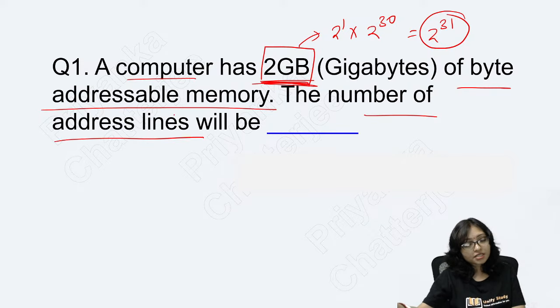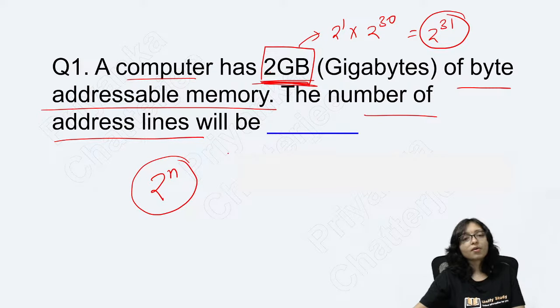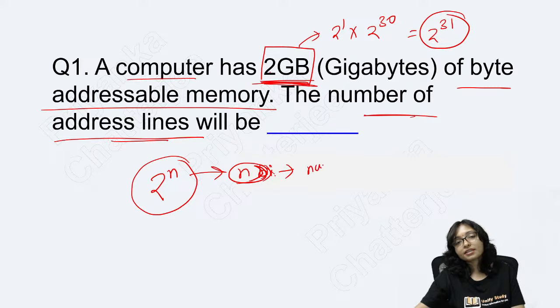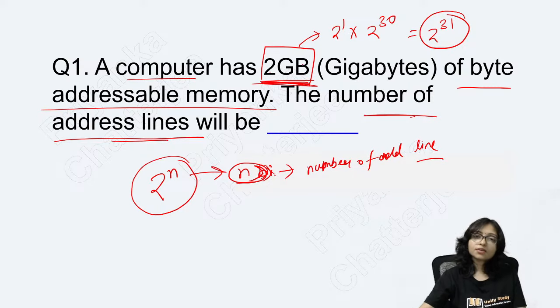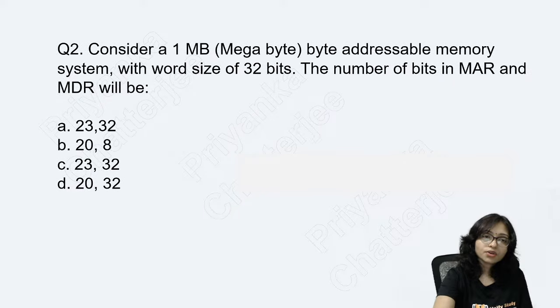How many address lines are there? As this is 2 GB, always memory you have to convert into 2 to the power n format, and n will be your number of lines. The number of address lines will be this n. From this n only you can get the number of address lines. Okay, so this is the answer. That's why your answer will be 31. Clear? 31 is your answer.